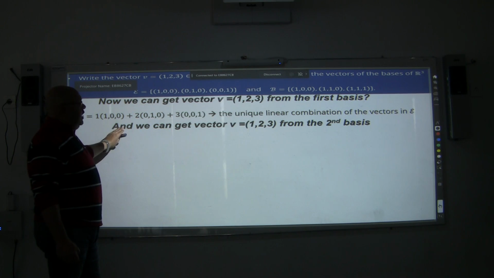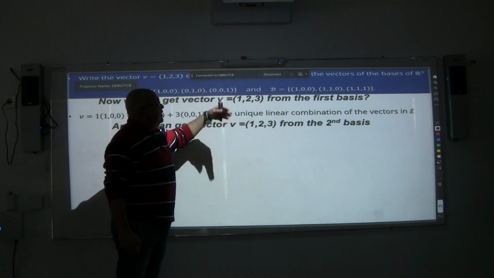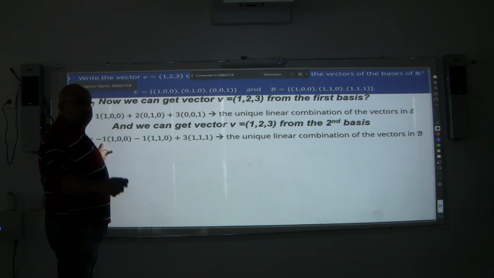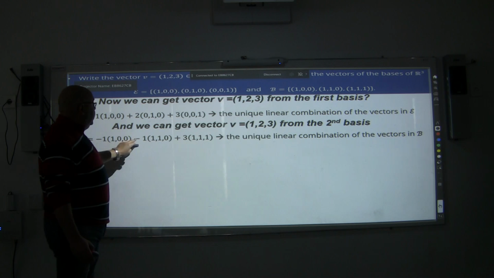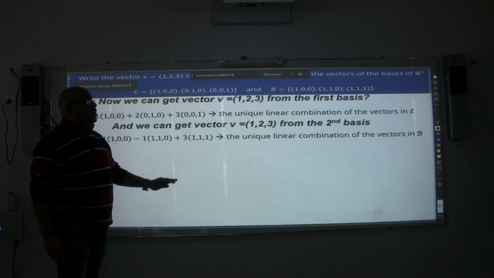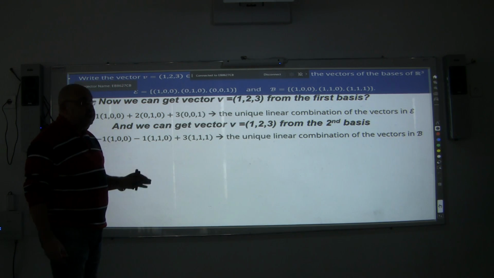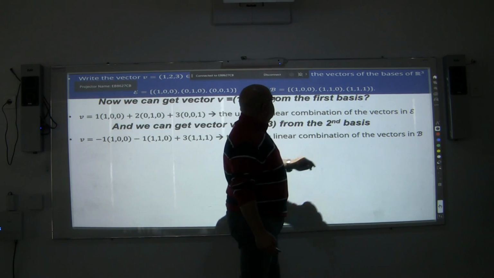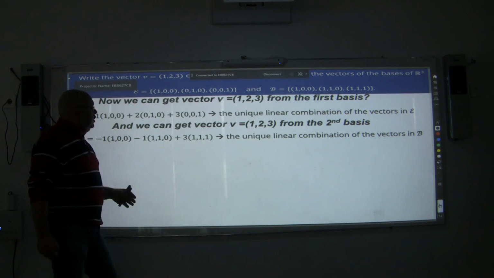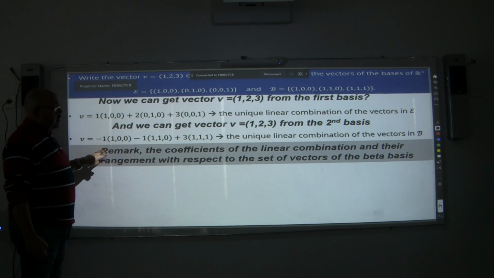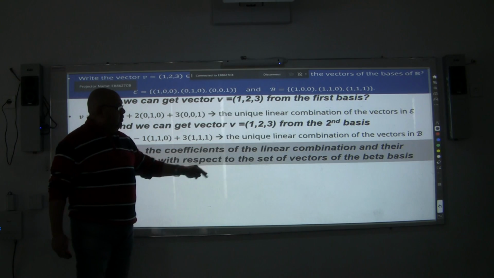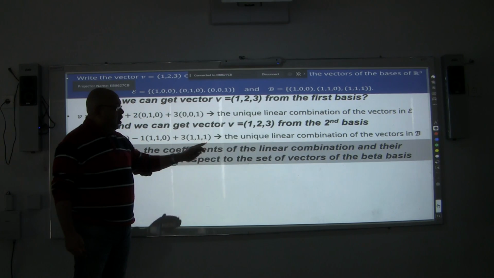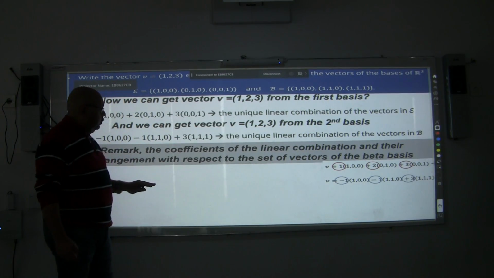And we can get vector v, 1, 2, 3, from the second basis, which is beta. In a similar manner, as we solved it together, it's going to be -1, -1, and 3, which is a unique linear combination of this set of vectors in order to develop the vector v, which is 1, 2, 3. So remark, the coefficients of the linear combination and their arrangement with respect to the set of vectors of the beta basis is really very important.